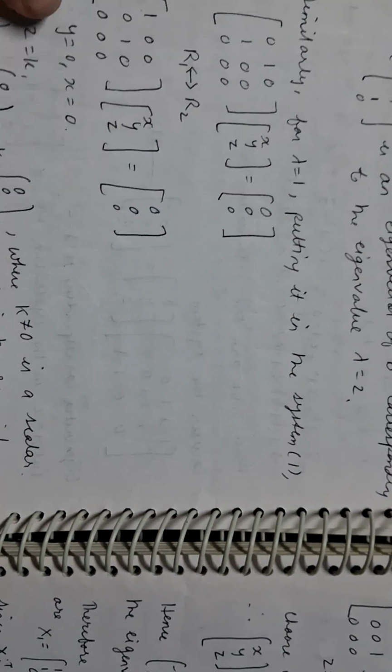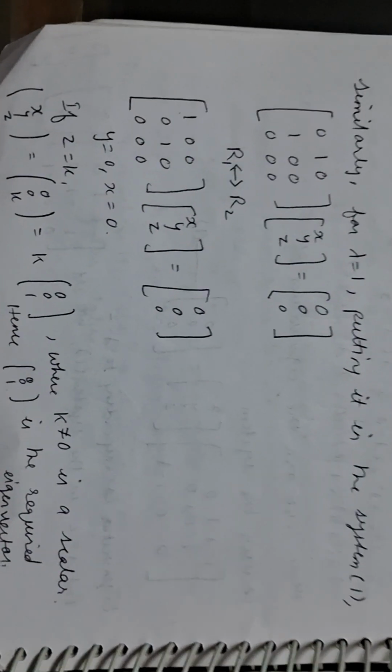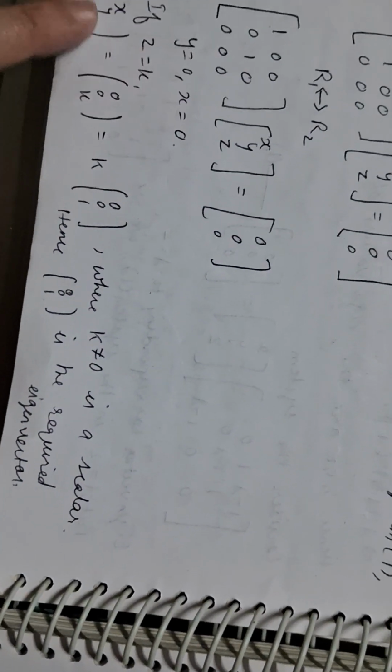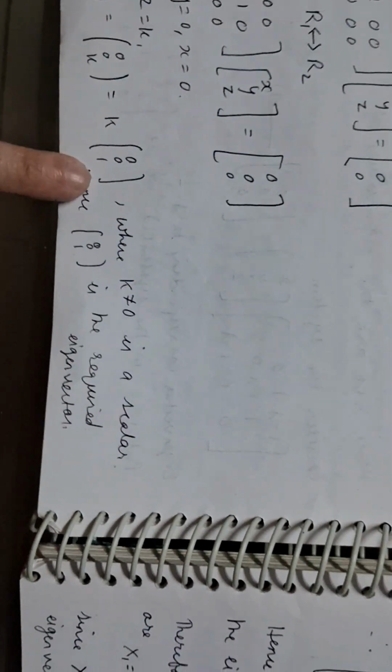Similarly, for lambda equal to 1, putting it again in that system of equations, this time we are interchanging row 1 and row 2. Why are all these things being done? This is just for ease of calculation. So over here it can be seen that if z is equal to k, then we are able to take out k from here, so that will leave 0, 0, 1. So here we are again finding this as the required eigenvector.